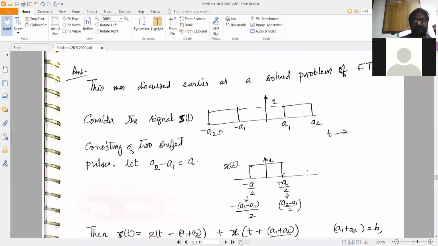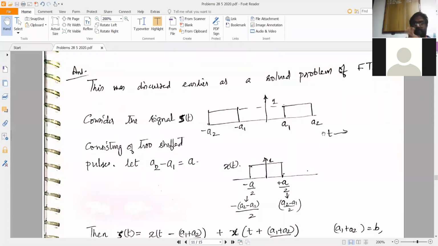Now, consider a signal s of t like this, A1 to A2. This is minus A2 to minus A1, consisting of two shifted pulses. You have a pulse that is shifted to the right and a pulse that is shifted to the left. So you have a combination of a causal part and an anti-causal part. So this signal is a non-causal signal. The causal part is from A1 to A2. It's equal to 1 from A1 to A2. And the anti-causal part is equal to 1 from minus A2 to minus A1.